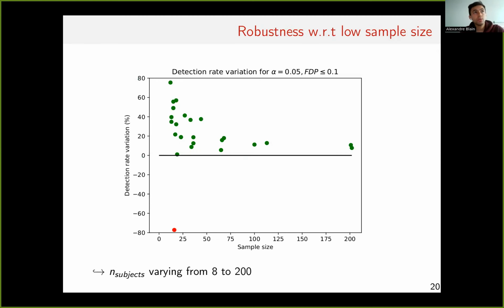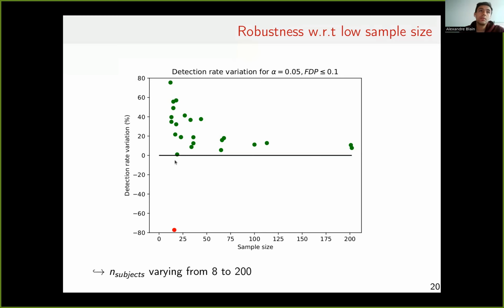So that being said, we've also evaluated the robustness of the procedure with regards to low sample sizes. We've considered, again, additional fMRI data sets. Each point is an fMRI data set, which contains at least 8 subjects and up to 200 subjects. We're looking at the variation of the size of the region that I just explained.